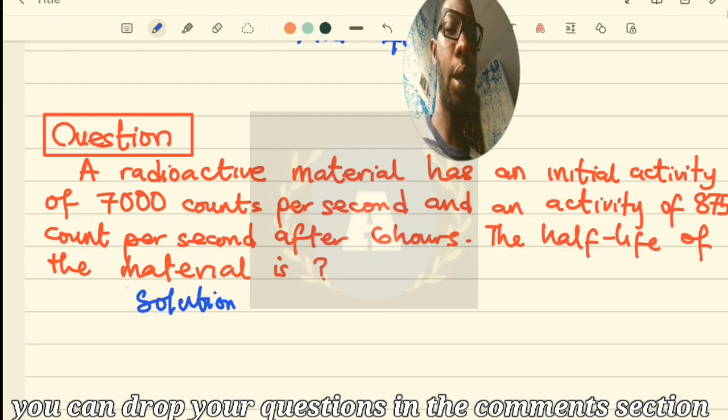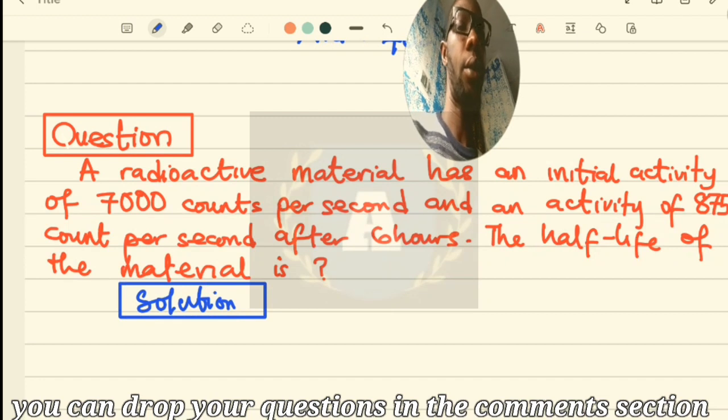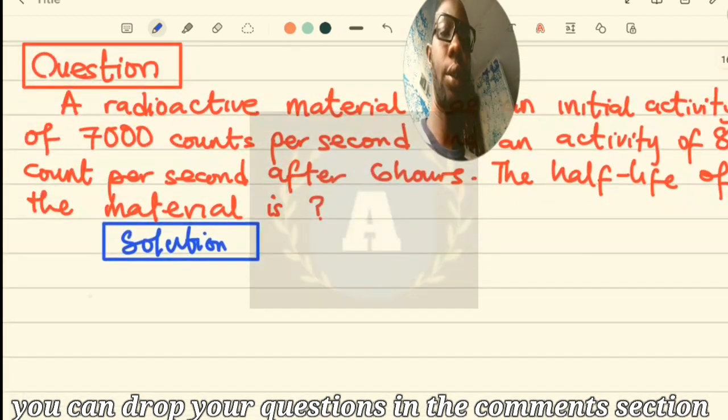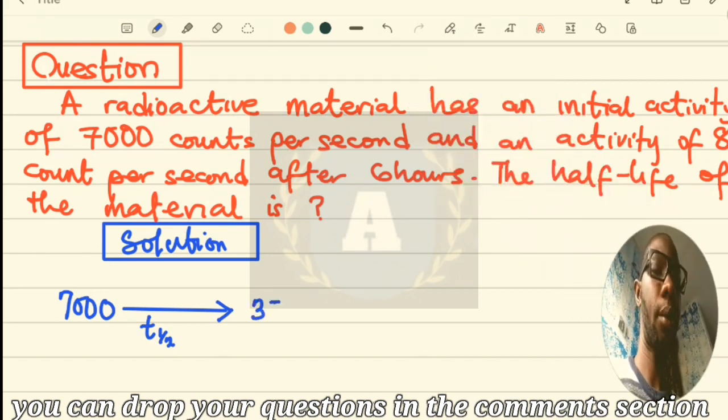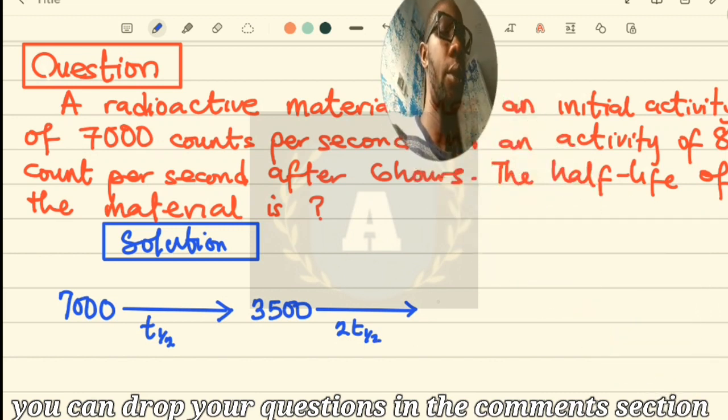Now we have the count rate to be 7000 per second. That's the initial count rate. Now 7000 will reduce after the first half-life to 3500. Then after the second half-life, 3500 will reduce to 1750. You're dividing each by 2.